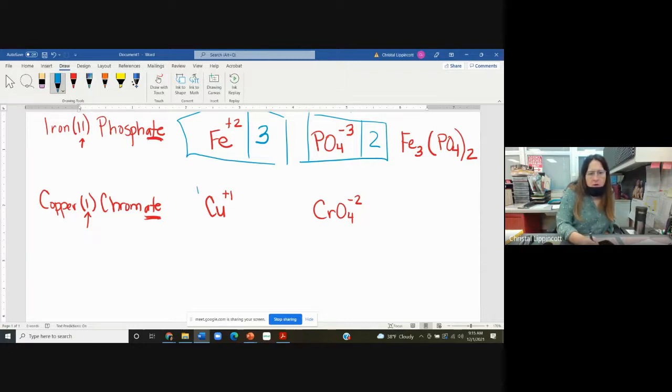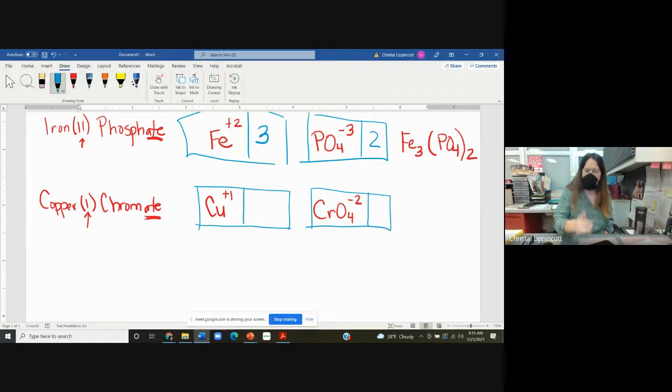So now I look and I see if we are at 0. Are we at 0? No, you're not at 0. I look for the least common multiple between 1 and 2. 2. So I need to get this up to a 2. How many of these do I need to get to a 2? 2. How many of these do I need to get to a 2? 1. I put it all together then and write my formula out.